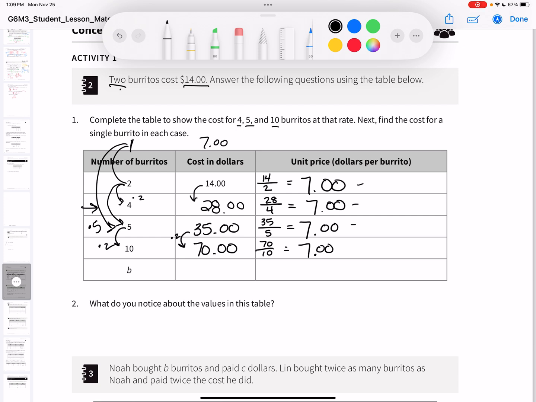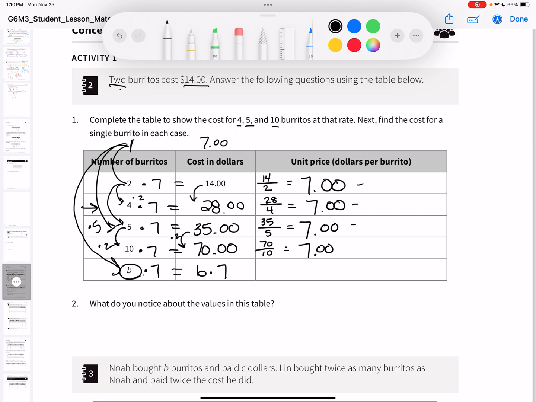Okay, so here, basically, 1 times anything, 1 times B, right, gets you B. So 7 times B gets you the cost in dollars. So we would write it like this, B times 7, because B is our number of burritos. So 2 times 7 equals 14, 4 times 7 equals 28, 5 times 7 equals 35, 10 times 7 equals 70. So B times 7 should equal the cost in dollars.